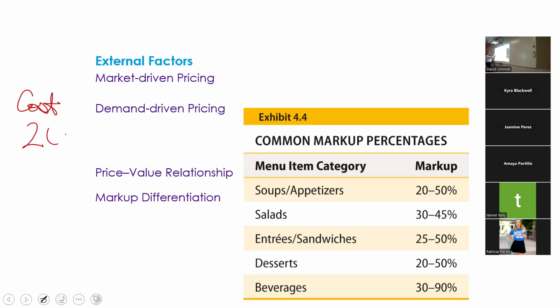Okay, so it costs us 20 cents. If we have a 90% markup, then that means we're looking at about a 10% food cost or beverage cost. You guys follow me so far? 90% markup, that means 10% of that is the food cost. Okay. So if we multiply, no, cost, we're looking for, let me do my triangle.